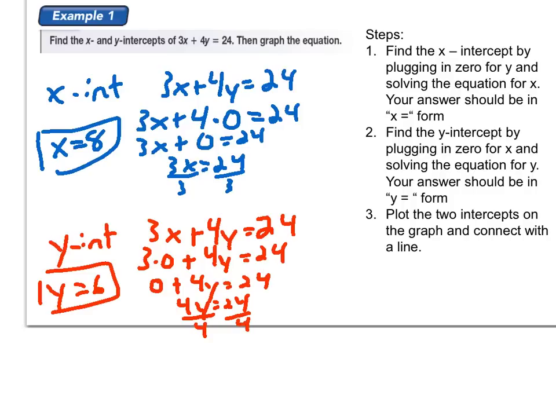Again, for the x-intercept, I plug in 0 for y, so I can get an x equals answer. And to find the y-intercept, I plug in 0 for x, so that I can get a y equals answer. So I got x equals 8 and y equals 6. Step 3, I'm going to do on the next slide. It says to plot the two intercepts on the graph and connect with a line. So let's go to the next slide for that.